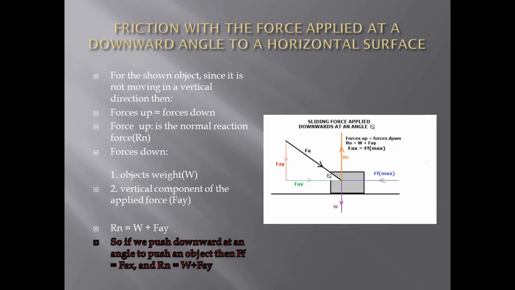So we can say if we push downward at an angle on an object, then the friction force Ff equals the horizontal component of the applied force, Fax, and the normal reaction force equals the weight plus the vertical component of the applied force, Fay.